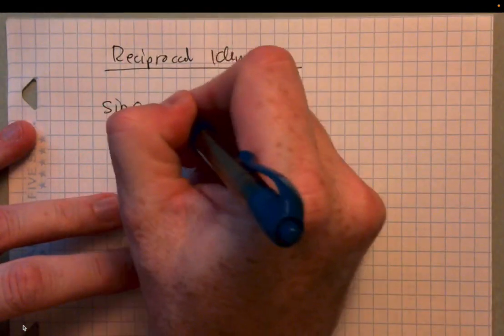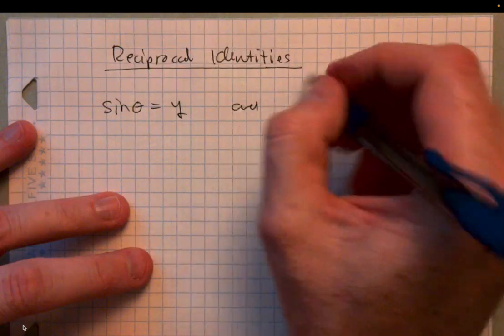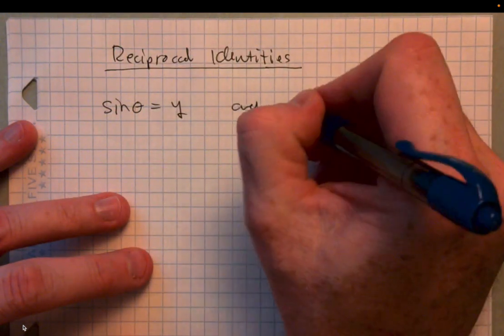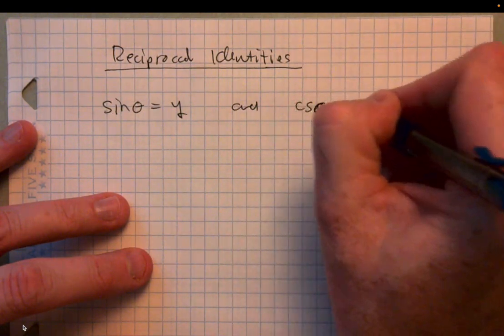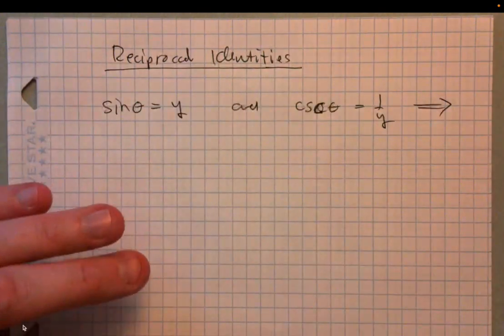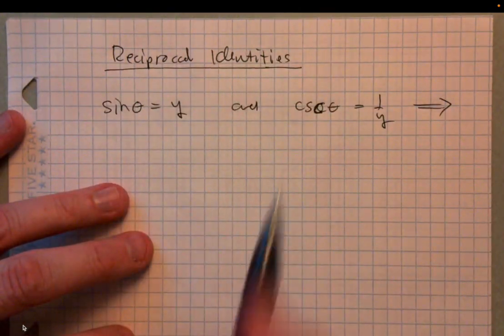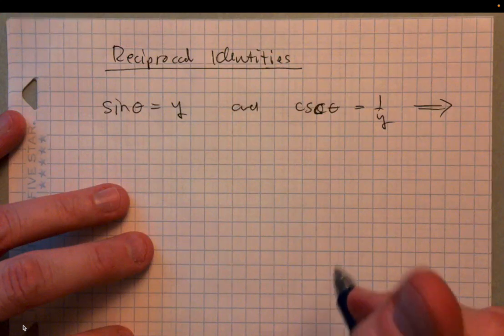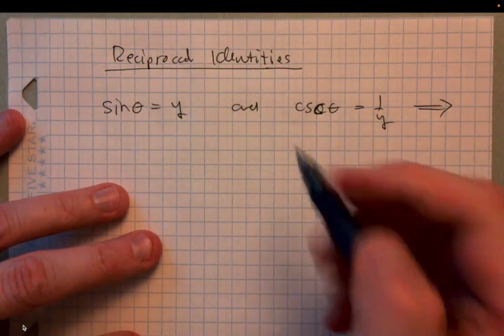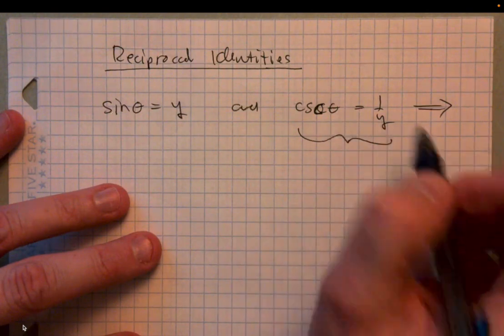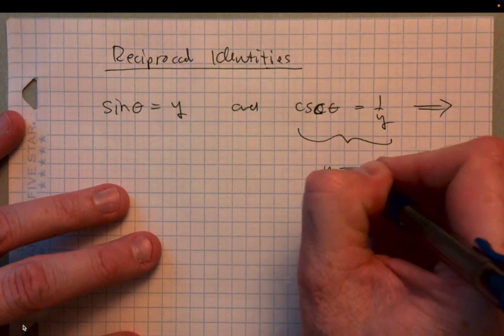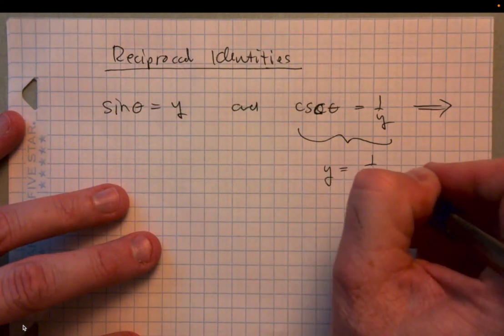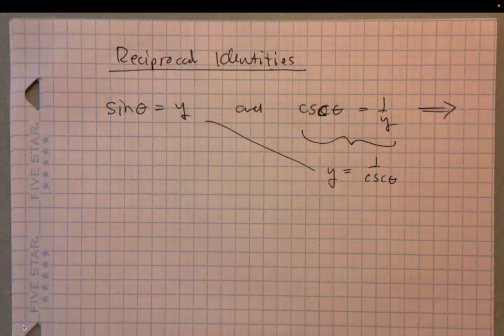So if you take those two things together, the sine of theta is equal to y, and the cosecant of theta is equal to 1 over y. Those two together imply that the sine of theta is 1 over cosecant. How could we get to that? Well, we could take this one here and multiply both sides by y and divide both sides by cosecant. And so you can quickly see here that y is equal to 1 over cosecant of theta. And then it's just a matter of marrying those two statements together.